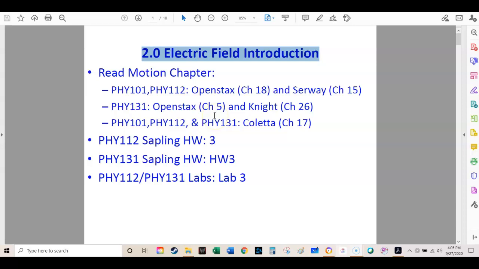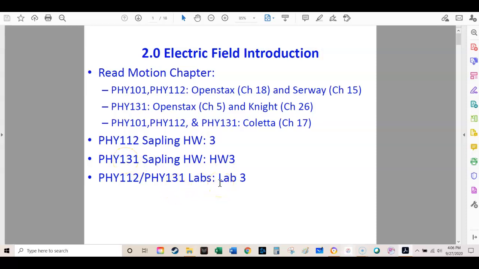So this is electric fields introduction, and what I'd like you to do, if you're in Physics 101 or Physics 112, please read OpenStax Chapter 18, Survey Chapter 15, or Coletta Chapter 17. If you're in Physics 131, please read OpenStax Chapter 5 or Knight Chapter 26. This is going to be linked with the Sapling homework number 3 if you're in Physics 112 and homework number 3 in Physics 131.